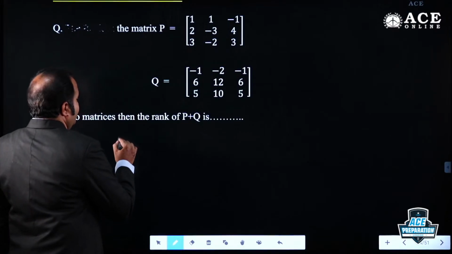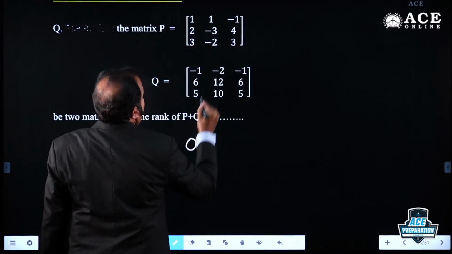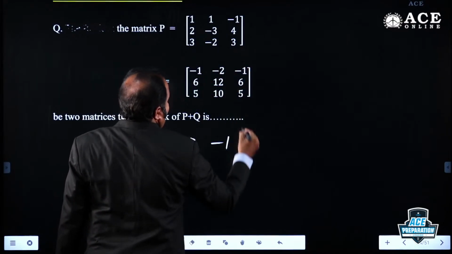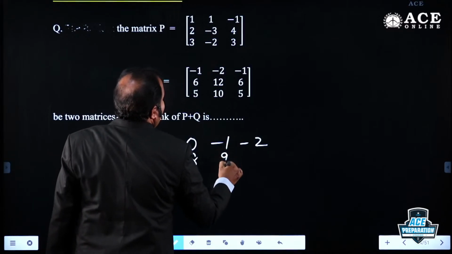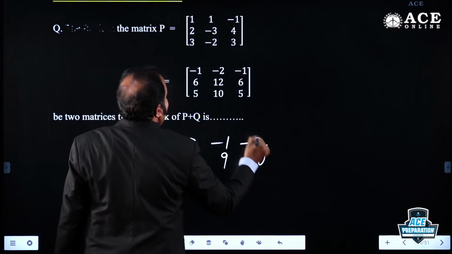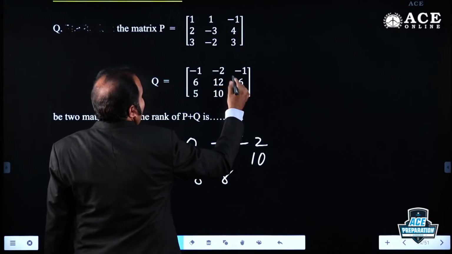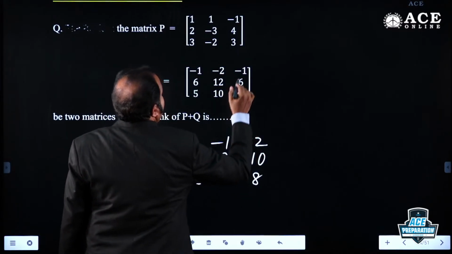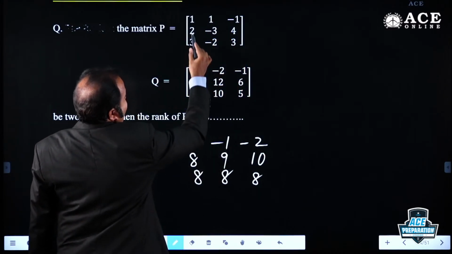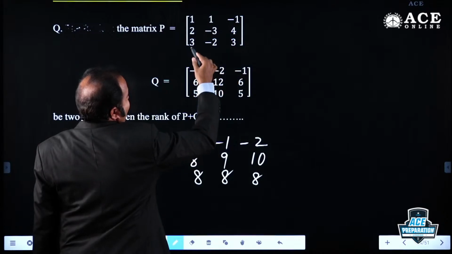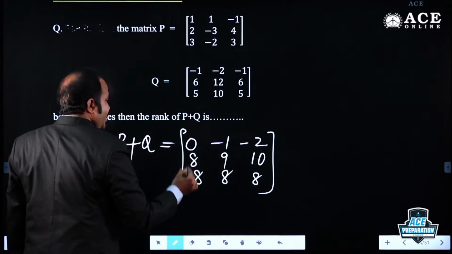Very simple, right? So what is P plus Q? 1 minus 1 is 0, minus 1, minus 2 here, and 6 plus 2 is 8 here, 12 minus 3 is 9 here, 6 plus 4 is 10 here, and 5 plus 3 is 8 here, 10 minus 2 is 8 here, next 5 plus 3 is 8 only. Is it correct or not? Row 0, minus 1, minus 2; row 8, 9, 10; row 8, 8, 8.